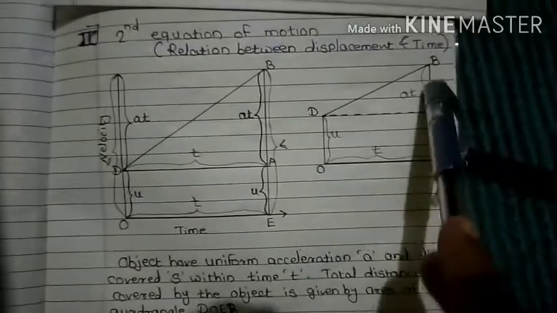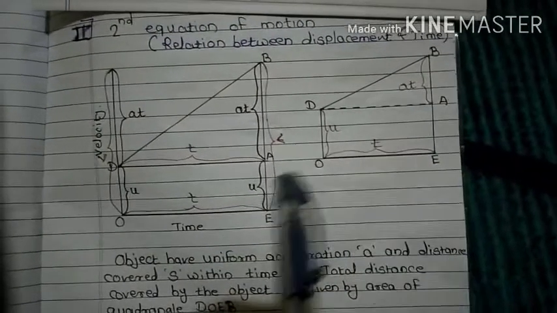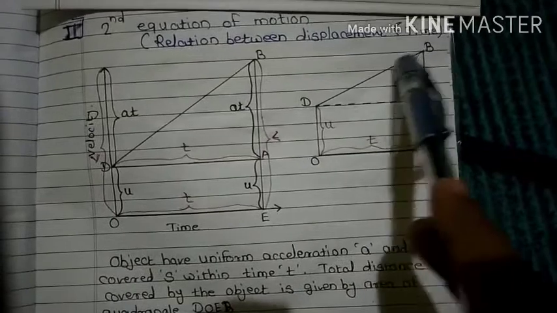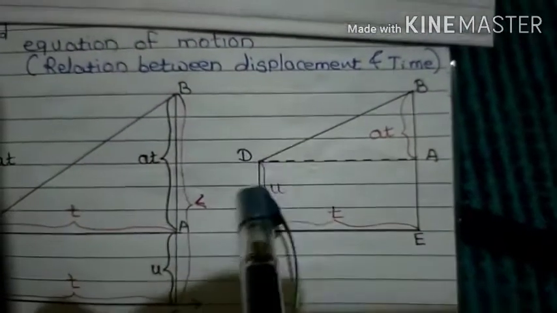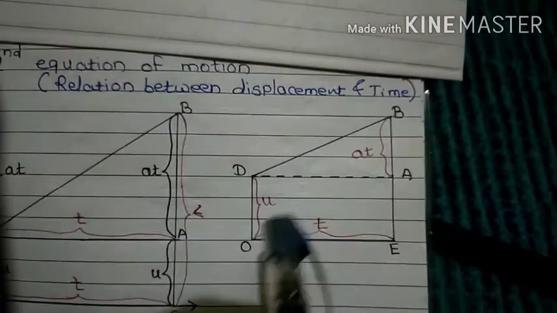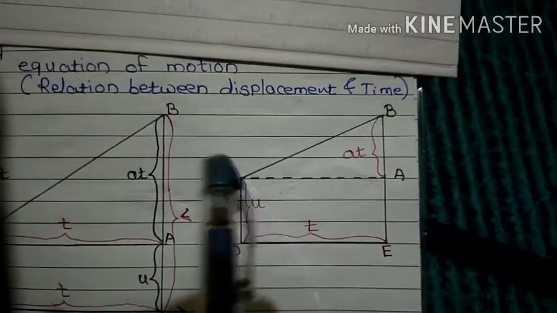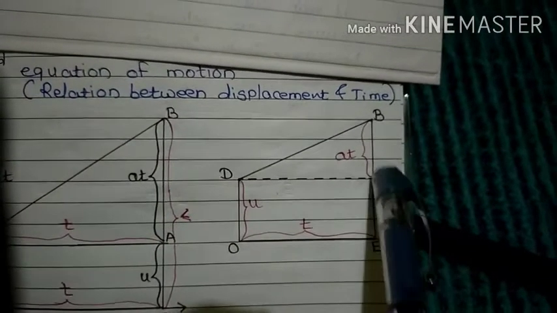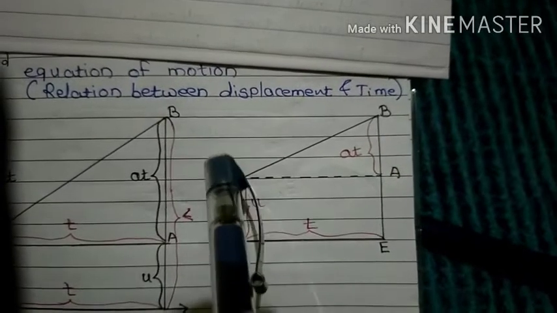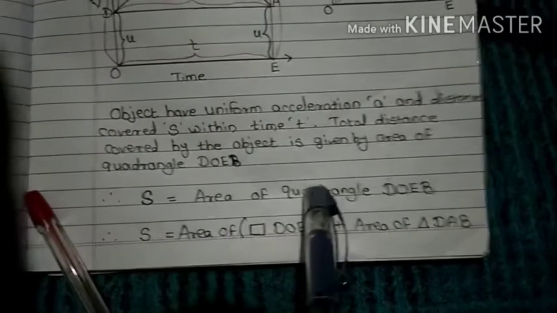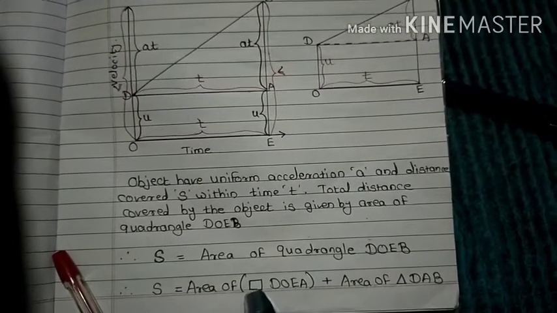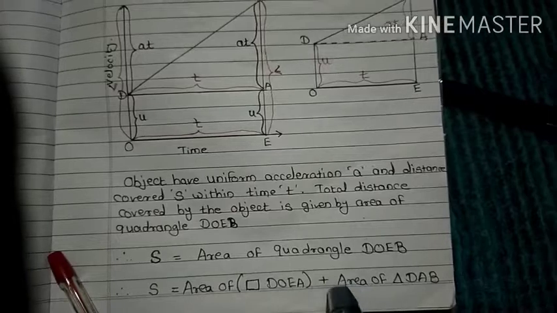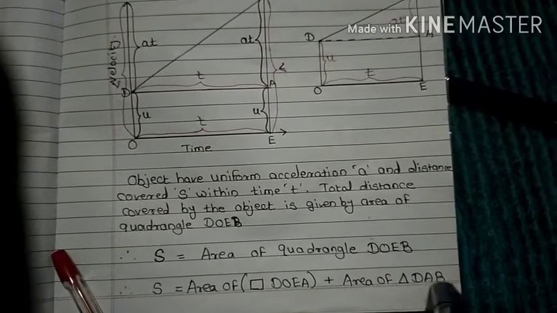Now, this entire diagram we are segmenting again into two diagrams. One is this rectangle and the other is a right angle triangle. So, to find the entire area DOEB, we can find the area of rectangle DOEA plus the area of triangle DAB. The same thing we have mentioned over here. Area of quadrangle DOEB is equal to area of rectangle DOEA plus area of triangle DAB.